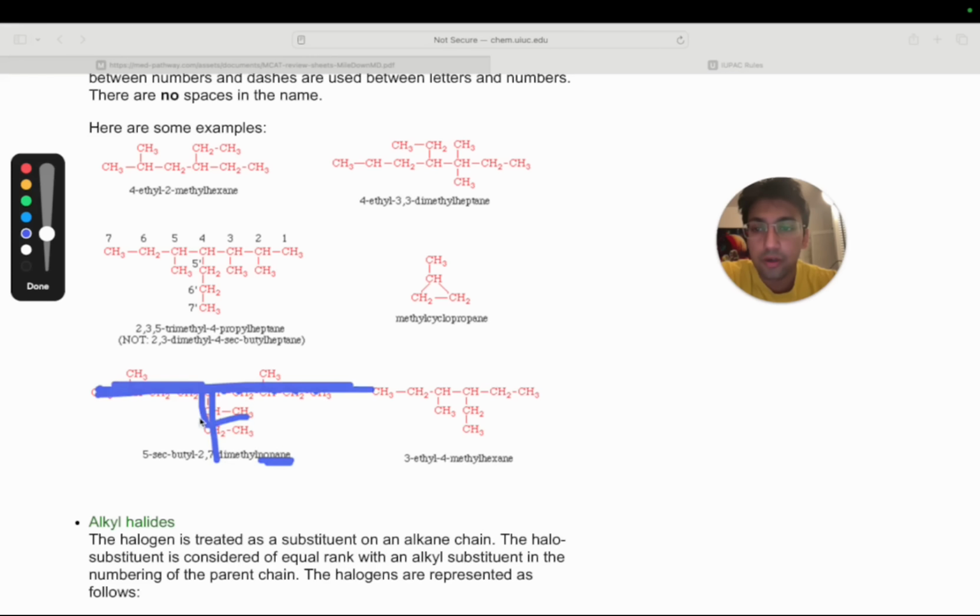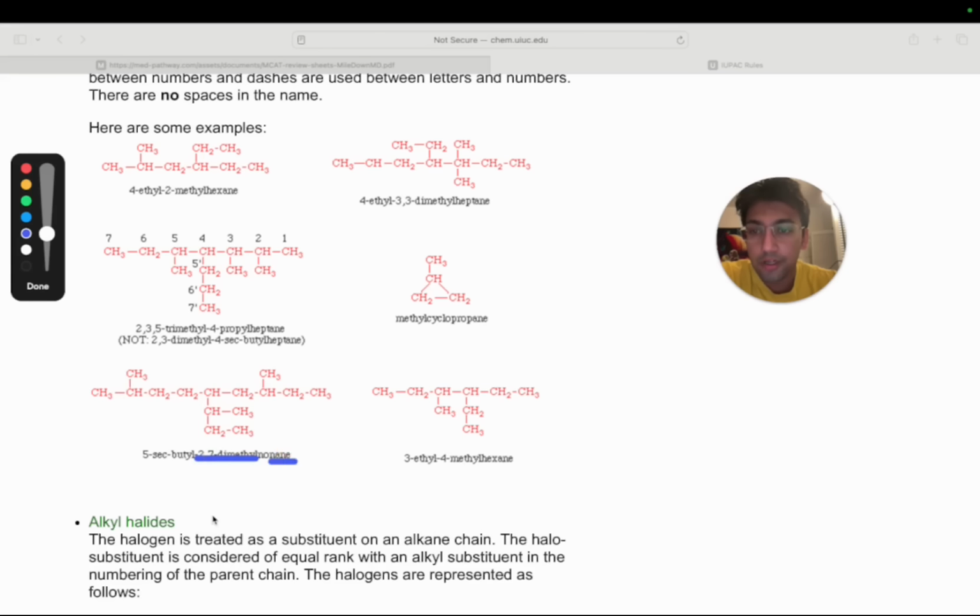Then we look at what all the substituents are. I see one substituent here, one substituent here, and then one substituent here, right? So this is the second carbon, and then this is the 7th carbon. So I see 2,7-dimethyl. That's this part. Okay, this is 2,7-dimethyl.